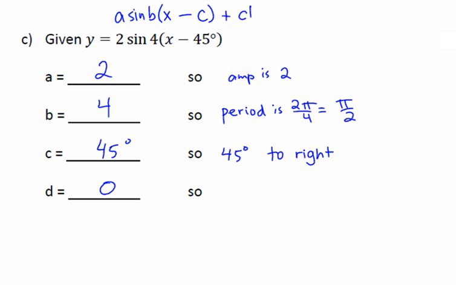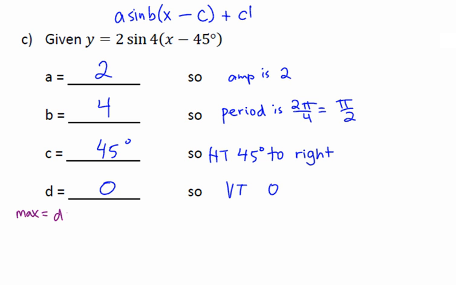And vertical translation. Oh, I should have said horizontal translation here, HT. And then vertical translation, 0. Yeah, no vertical translation. What would be my max? How would I get my max here?